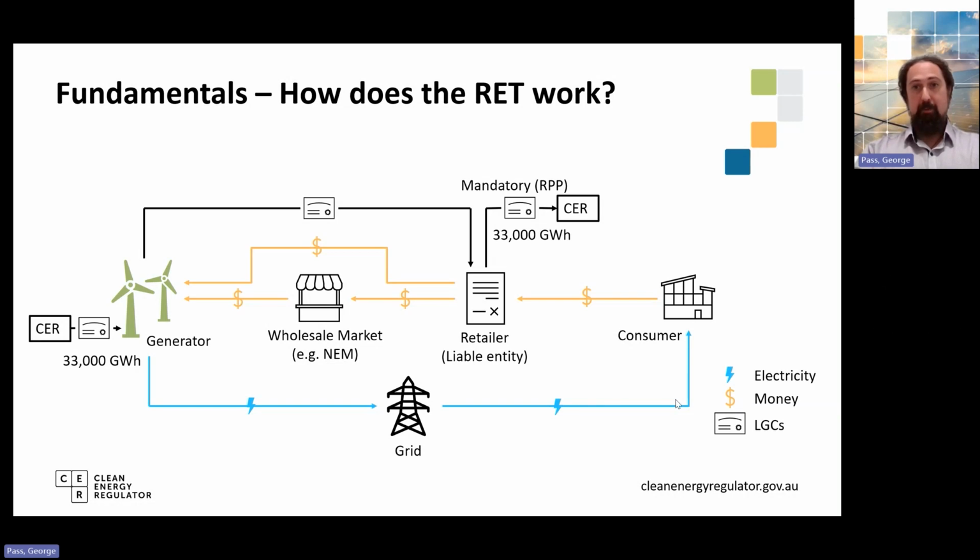Retailers will generally embed the cost of purchasing LGCs into their electricity contract prices, so the cost of meeting the RET is passed on to the consumer. The revenue from the LGCs makes renewable generators more competitive, and the surrender obligations of retailers and other liable entities ensures that enough renewable electricity is entering the market and being consumed to meet the renewable energy target.